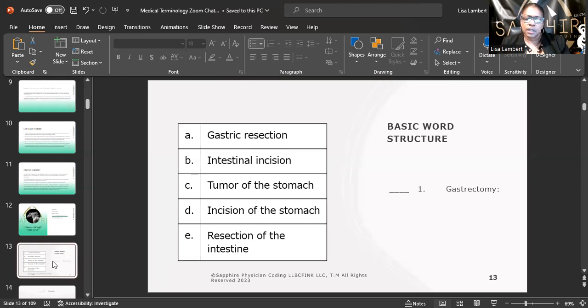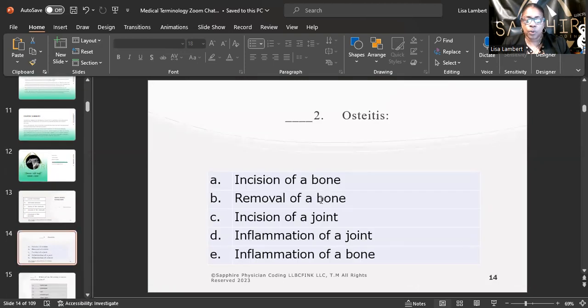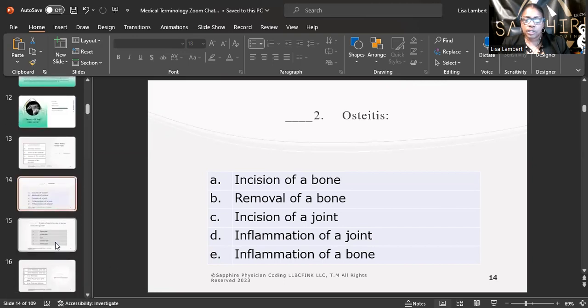It's your test. But you see how it says gastrectomy. You're going to choose one of these multiple choice answers and you're going to put your answer here. Okay, that's basic word structure. And this is giving you an idea of some of what's on the exam. Osteitis. Okay, it's multiple choice. I'm just giving you an idea of some of the things on it. You guys got any questions? Let me know. Just pop in.